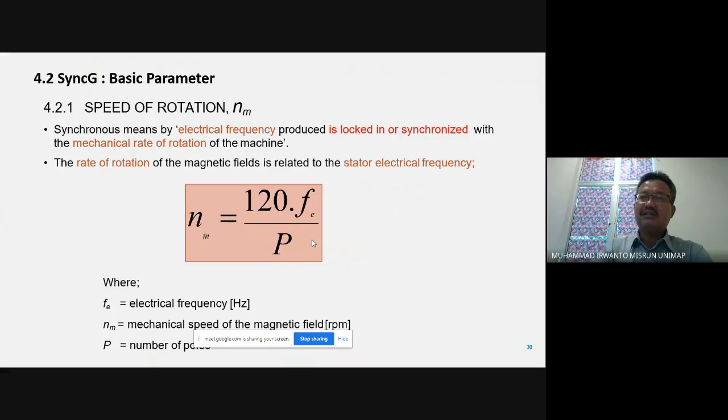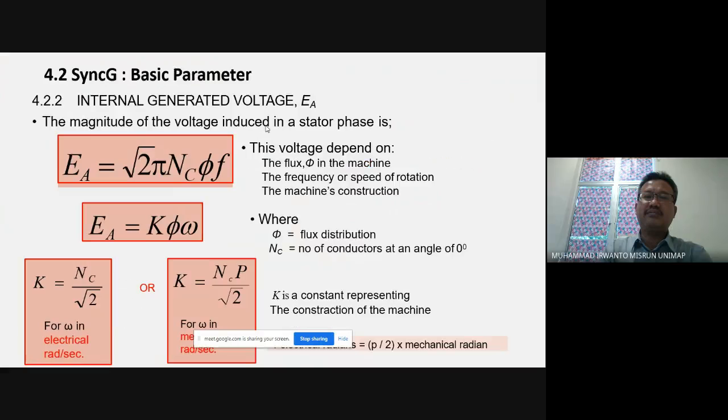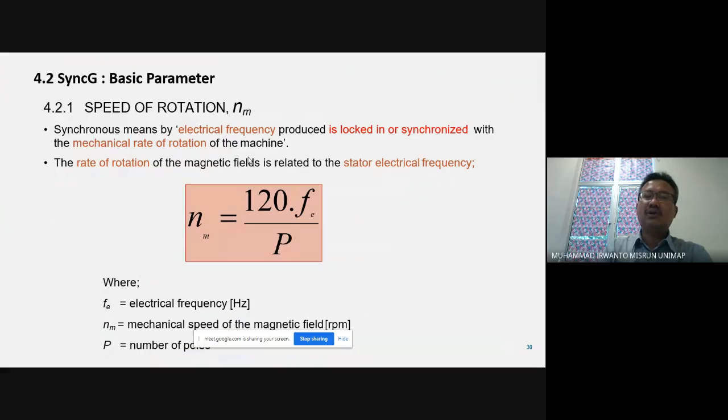Now, in this case, why can this generator be called synchronous? The term means the electrical frequency produced is locked or synchronized with the mechanical rate of rotation of the machine. And the mechanical speed is given by Nm equal 120 times Fe over P.